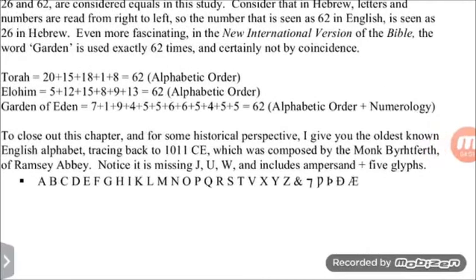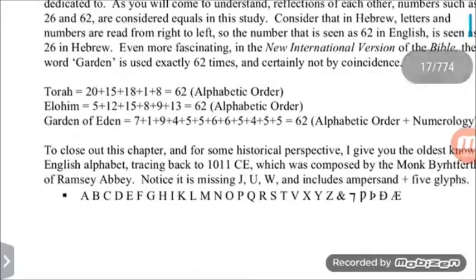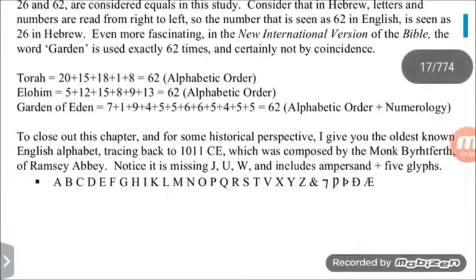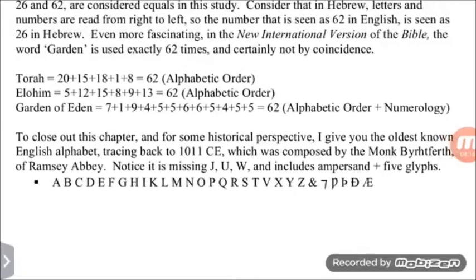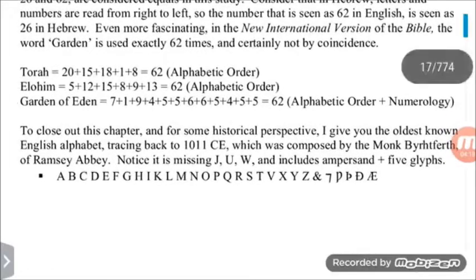To close out this chapter, and for some historical perspective, I give you the oldest known English alphabet, tracing back to 1011 CE, which was composed by the monk Byrhtferth of Ramsey Abbey. Notice it's missing J-U-W and includes ampersand plus 5 glyphs. A, B, C, D, E, F, G, H, I, K, L, M, N, O, P, Q, R, S, T, V, X, Y, Z, ampersand, 5 glyphs.